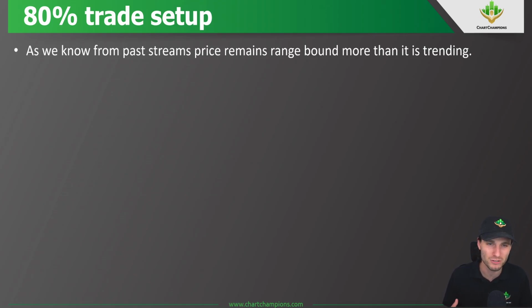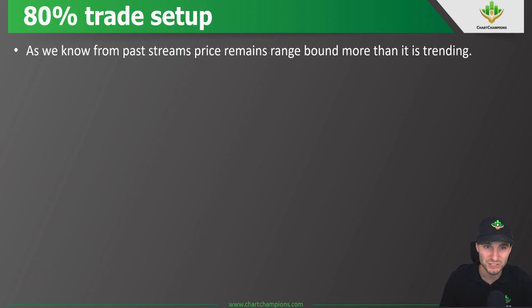So as far as we know from past streams, this is a series that I've been doing, isn't it? We're on like episode 10 of the volume series. So we've done a lot of work thus far under volume. And we know from our past streams that price remains range bound more than it is trending. How many examples have I given you now of it being such a bad idea to buy or sell the breakouts, and you've been much better off actually just trading the range, and that's buying support and selling resistances.